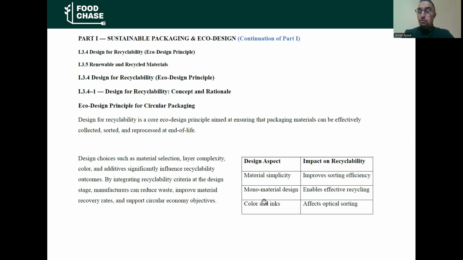And the choice of this design impacts effectively the quality of your packaging and then the quality of your product. By integrating recyclability criteria at the design stage, manufacturers can reduce waste, for example, improve waste food, and then improve the quality of their products.